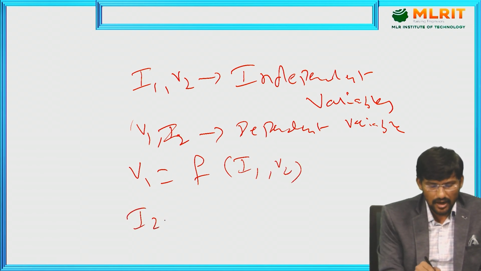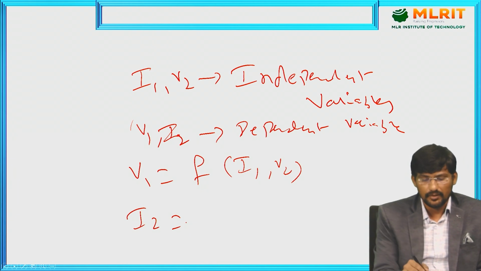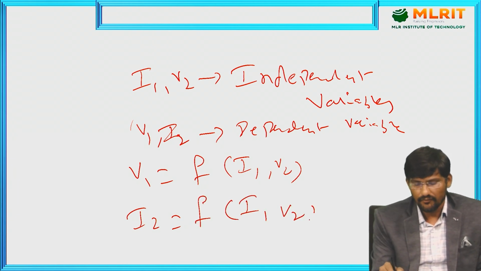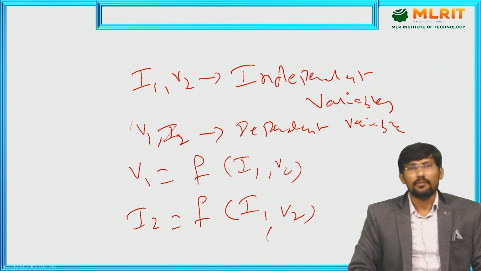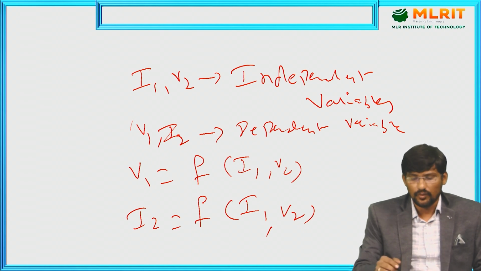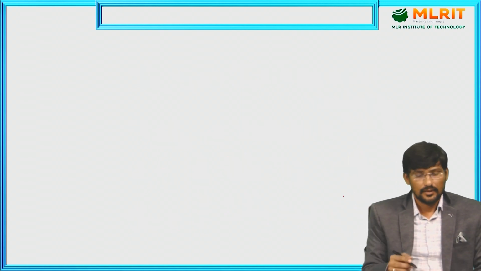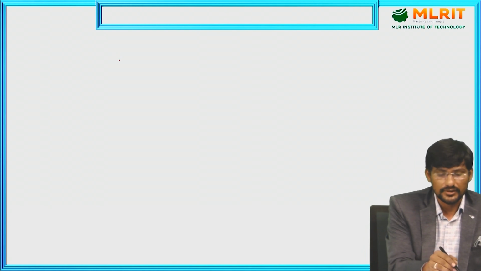Next, output current is a dependent variable, which is a function of independent variables. What are the independent variables here? I1 and V2. Now we need to represent the input voltage as a function of input current and output voltage, and output current as a function of input current and output voltage. So we have 2 equations here. We can write an H parameter model based on these 2 equations.